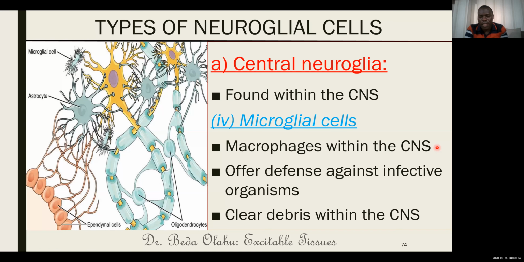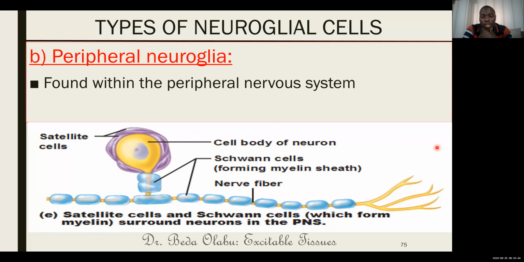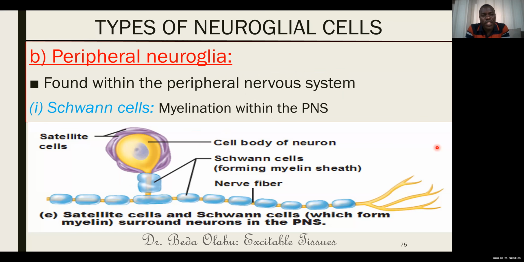So these are the central neuroglial cells. Now let's flip the coin and talk about the peripheral neuroglial cells, which means neuroglial cells within the peripheral nervous system. So here we are going to talk about two types of cells. The first one to talk about are the Schwann cells.